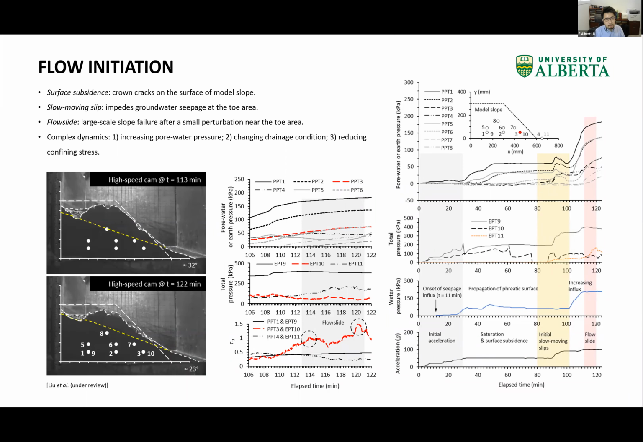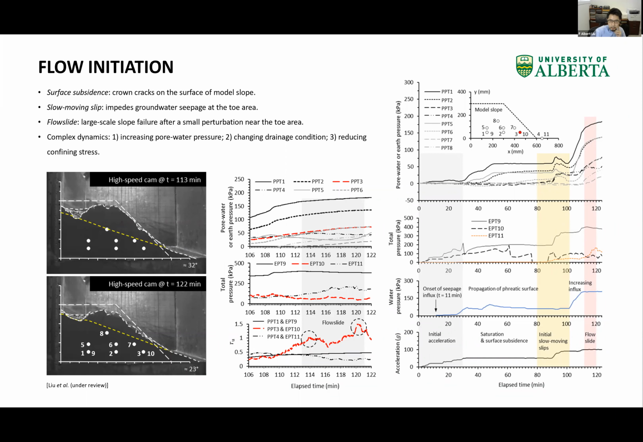So a few things that you can get from this sensor reading. After the initial slow-moving slips, you see we increase the influx of groundwater. So we increase the groundwater level. We manually introduce more water into the reservoir, which causes the pore pressure to increase. At that point, we maintain about the same acceleration. And you can see the rapid response of the pore-water transducers. And you can see number 3 here, that's located near the toe of the slope.